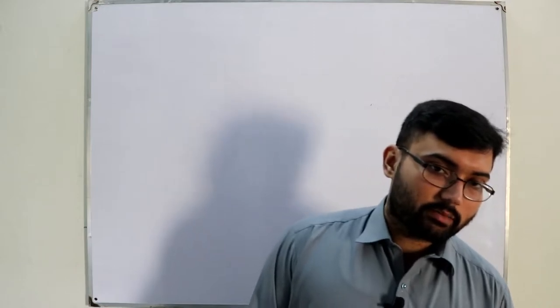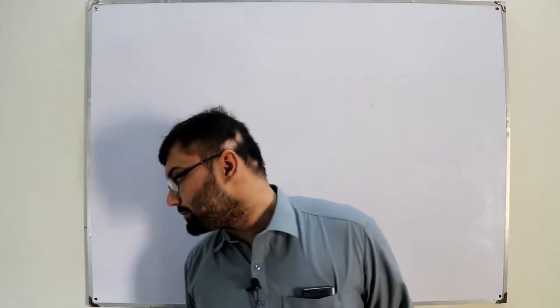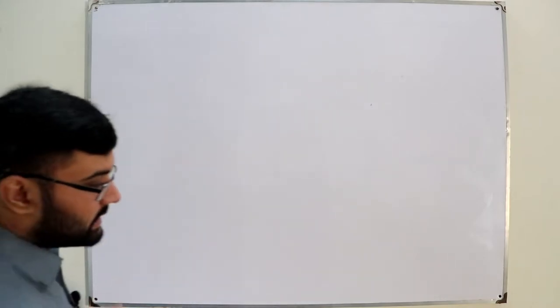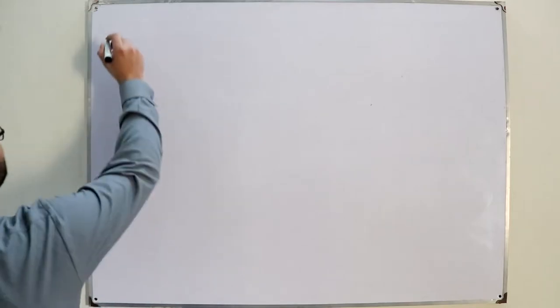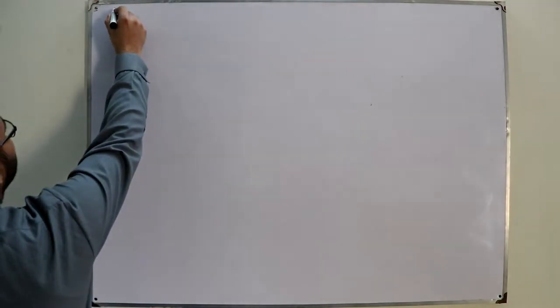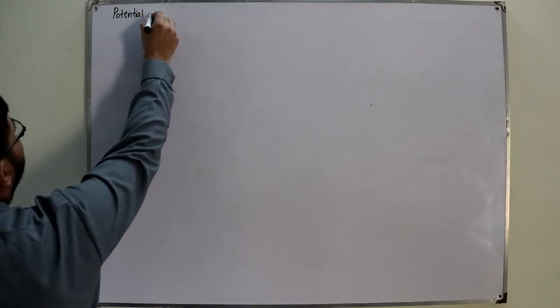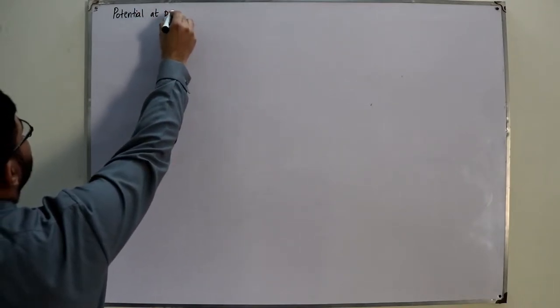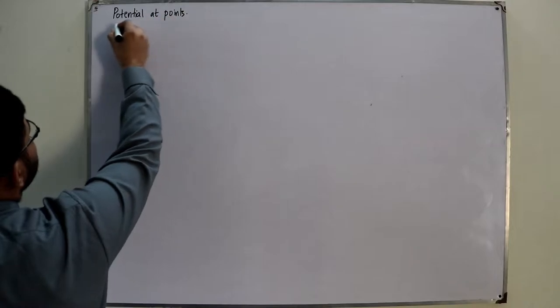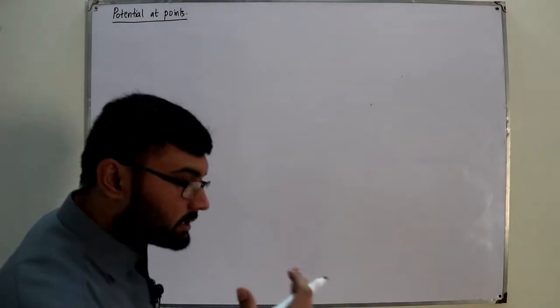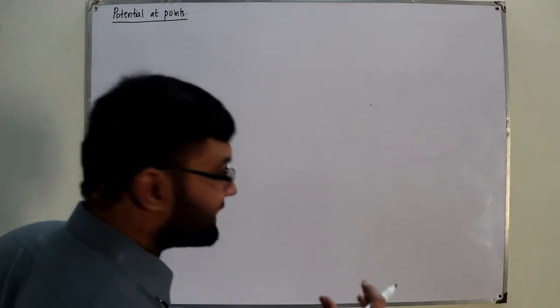Continuing the topic from the previous video, we've solved till example 2.7. Before we further move on, I just have a little point, and that is the potential at points. What do I mean by this? I tried to explain it in the previous video, but let's give it a little more time.